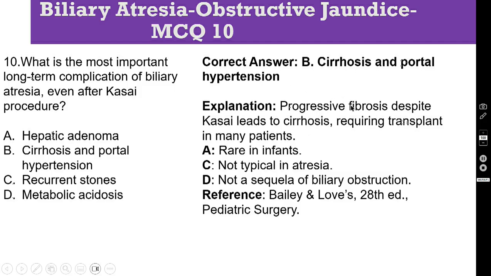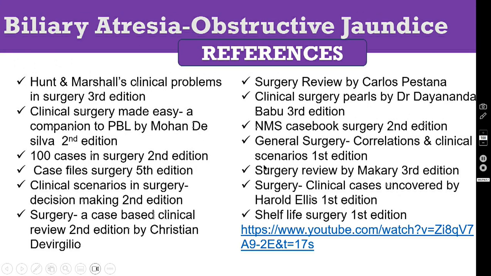Progressive fibrosis, despite Kasai's operation, leads to cirrhosis, that is biliary cirrhosis, requiring transplant in many patients. Hepatic adenoma is rare in infants, and recurrent stones are not typical in atresia. Metabolic acidosis is not a sequela of biliary obstruction. So the reference is Bailey and Love 28th edition, pediatric surgery chapter.